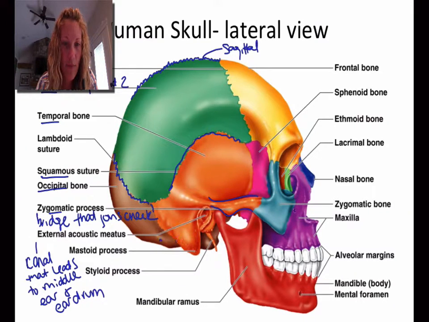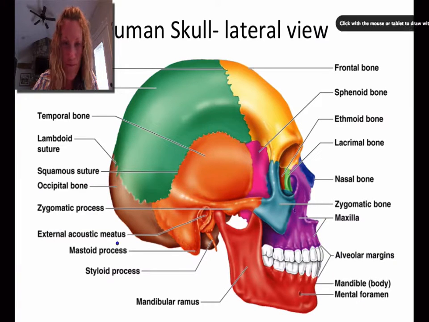Okay, the mastoid process is right here. So this, the most inferior part there, is the mastoid process. And I'm actually going to erase all of this, so if you're not done writing these down, go ahead and pause for a second. Okay, I need a little bit more room here.